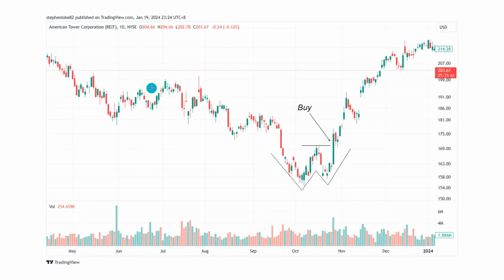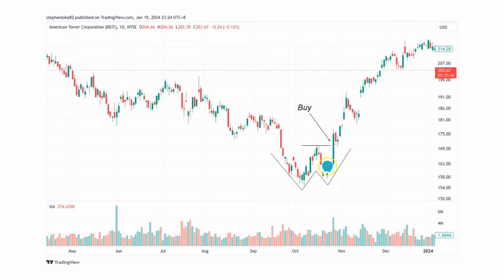Let's take a look at another example of American Tower Corporation. Stock moves down, sideways, and then moves down again. And then it forms a double bottom chart pattern. How does the trader buy this stock? They buy it the moment it trades above the highs of this middle.